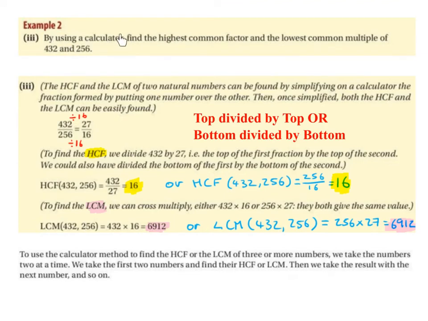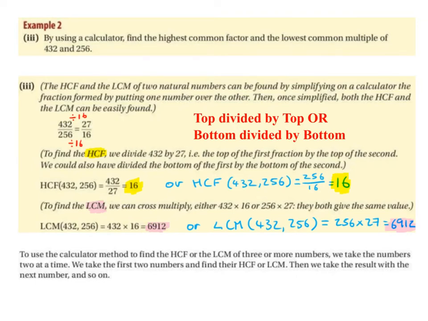By using a calculator, find the highest common factor and the lowest common multiple of 432 and 256. The HCF and the LCM of two natural numbers, so natural numbers being positive whole numbers, can be found by simplifying on a calculator the fraction formed by putting one number over the other. Then, once simplified, both the HCF and the LCM can be easily found. So we have 432, and we're going to put that over 256. So into the calculator, and pressing equals will simplify it straight away, giving us 27 over 16.